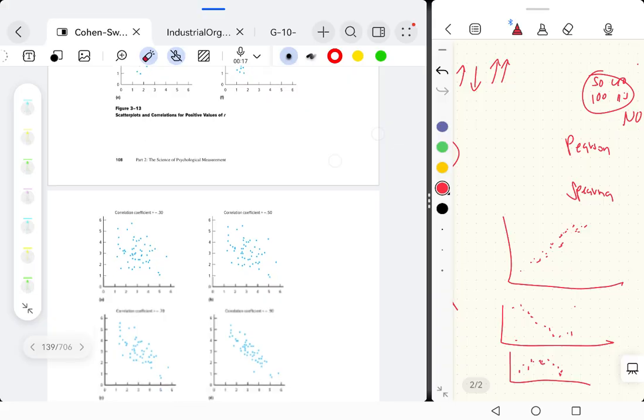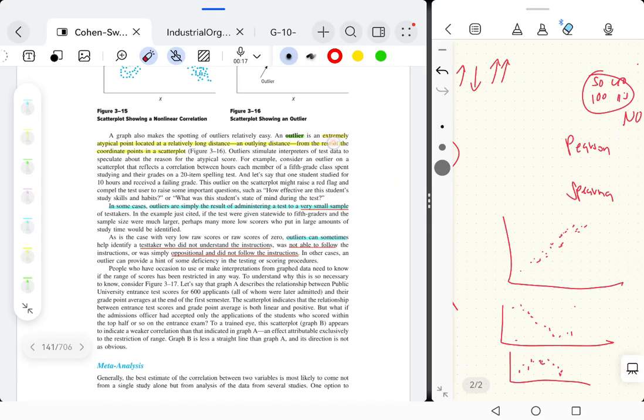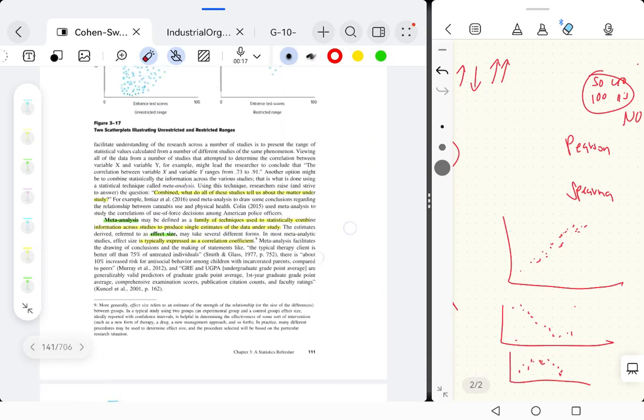So ayun, guys. An outlier, you guys know what it is, an extremely atypical point. In some cases, outliers are simply the result of administering a test to a very small sample, or outliers can sometimes help identify testers who don't understand the instructions or did not follow the instructions. That's pretty much it.